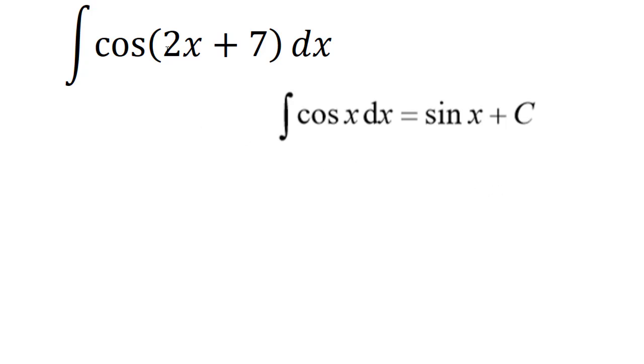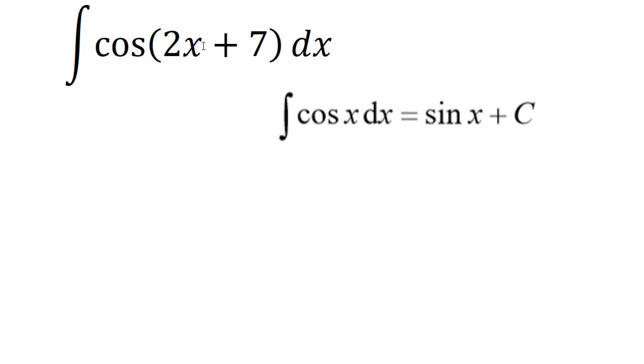Just a quick reminder, when you have a linear transformation of a formula book entry, then what we do is a reverse chain rule. So the formula book tells us that when you integrate cos x, you get sin x, but the question says integrate cos of 2x plus 7.